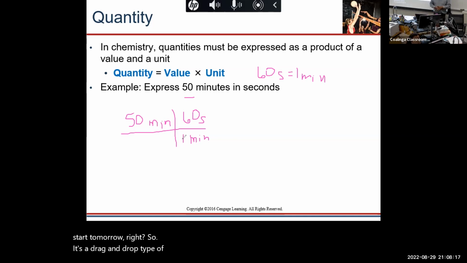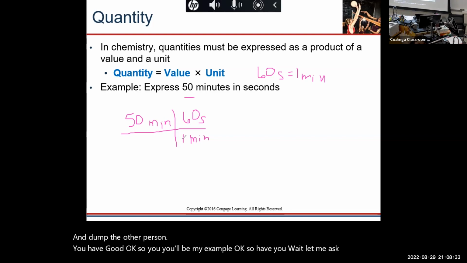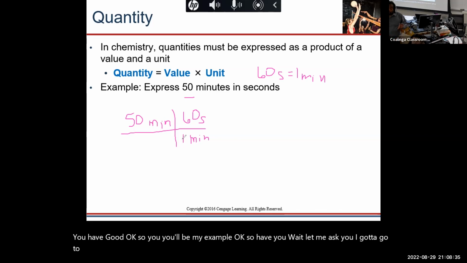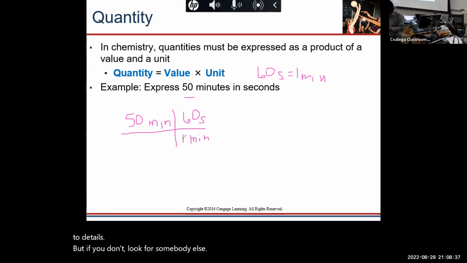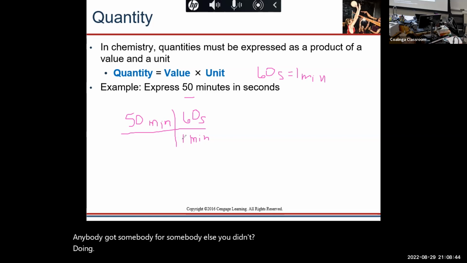Now, how many of you guys have been in relationships and dumped the other person? You have? Good. Okay, so you'll be my example. Oh, no. Wait, let me ask you, I've got to go to the details. I'm getting all your business. Did you dump him for somebody else? No. That's no fun. Anybody dump somebody for somebody else? You did? I left my crack dealing ex for the one that I have now. Okay.